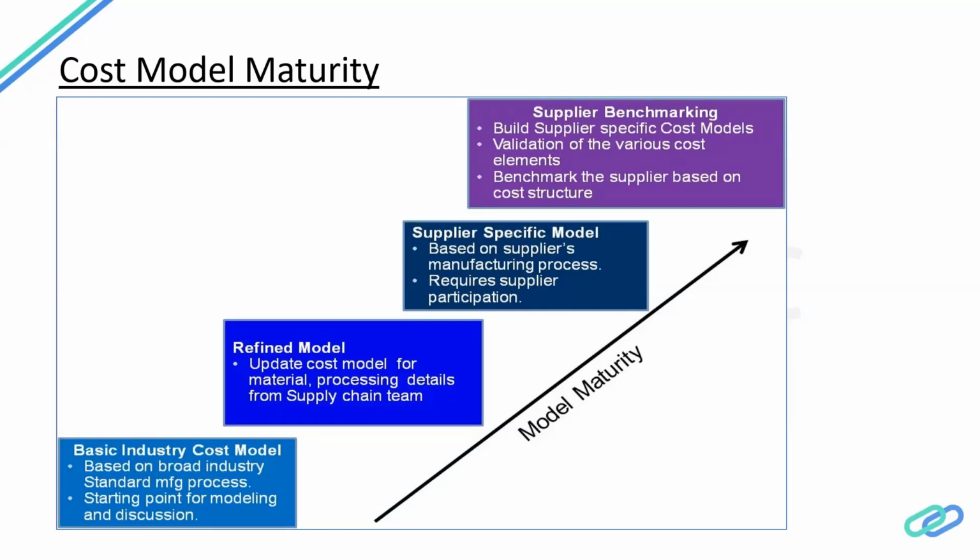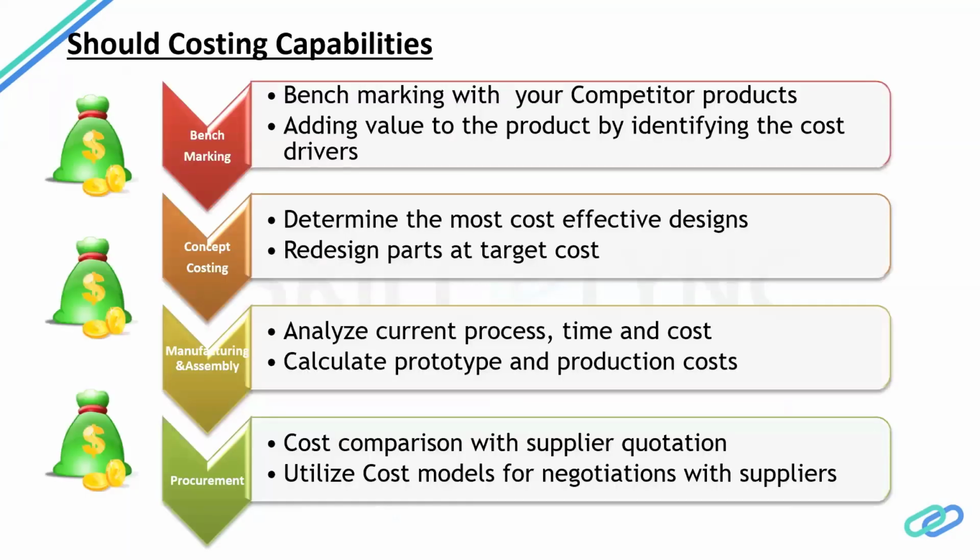With this, I'll move to the next slide. Yeah, should cost capabilities. Again, it's preferred that we use it where we can. One is procurement, which definitely uses it for supplier negotiation. Utilize the cost model for negotiation with the supplier. That's one lever I can say. The other one is manufacturing and assembly, to analyze the process cost, cycle time, and the production cost. And the third one is concept costing, to determine a cost effective design.